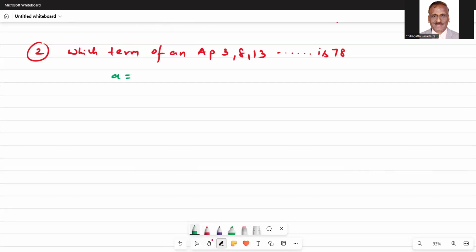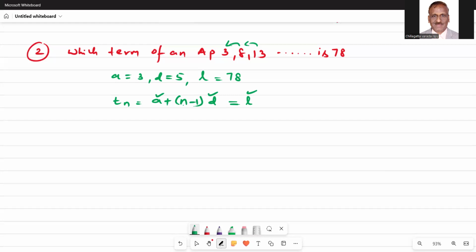A is equal to what, sir? 3. What is the common difference? 8 minus 3, 5; 13 minus 8, 5. D is equal to 5. And what is the last term? Last term is equal to 78. So Tn is equal to A plus (n minus 1) into common difference is equal to L, where L represents the last term. We know all the values except n. A you know, D you know, L you know, only n is unknown. That unknown value we will find out now.